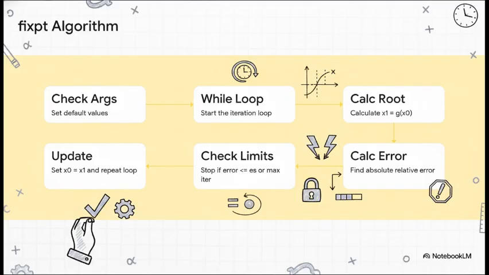Next, you fire up a while loop to run your iterations. Inside that loop, execute your core formula. Calculate your new estimate x1 by plugging the old estimate x0 into the function g. Then, calculate that absolute relative error we talked about. Now here's the important part. Instruct the loop to break if your error falls below your threshold or if you hit your maximum iteration limit. That second part is what saves your computer from crashing if your function diverges. If neither condition is met, simply set x0 to equal your new x1 and let the loop repeat.